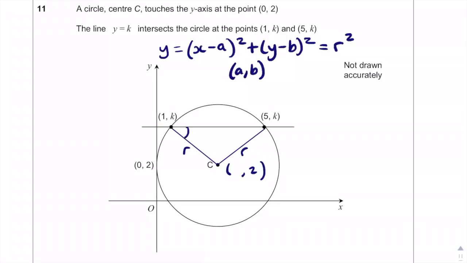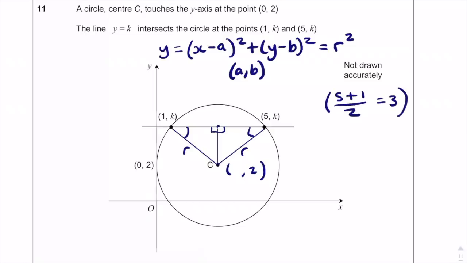So that would mean that these two angles would be the same. So what we can do with an isosceles triangle is divide it into two right angle triangles. The line y equals k is basically a chord going through the circle. The point at which we divide this triangle into two right angle triangles is the midpoint of this chord. So it's just halfway between the point 1, k and 5, k. To find the x value, we're doing 5 plus 1 divided by 2, which is of course 3.